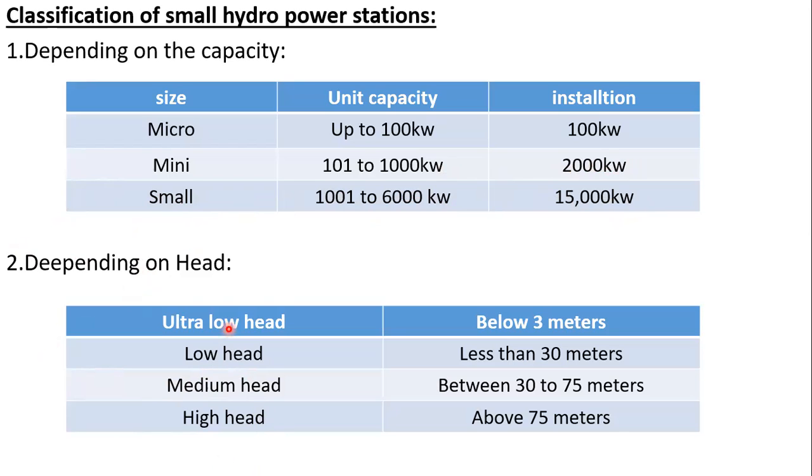And this is the second classification, depending upon the head. If you take ultra low head, it is below 3 meters, and low head is less than 30 meters. Medium head is between 30 and 75 meters, and high head is above 75 meters.